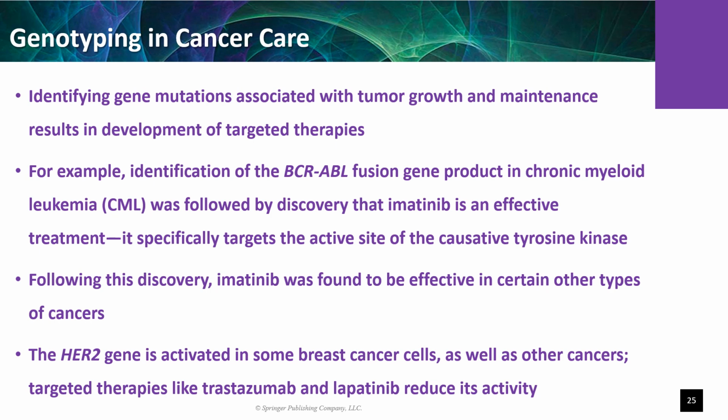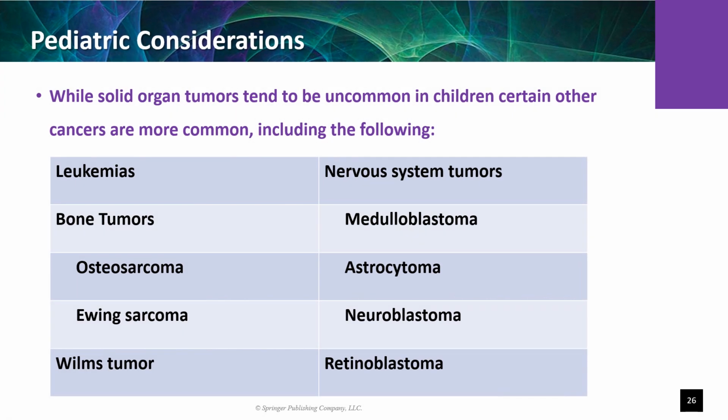Genotyping in cancer helps to identify genetic mutations. Cancer in children is different from that in adults because it is not often of epithelial origin, and it cannot be explained by environmental exposure.